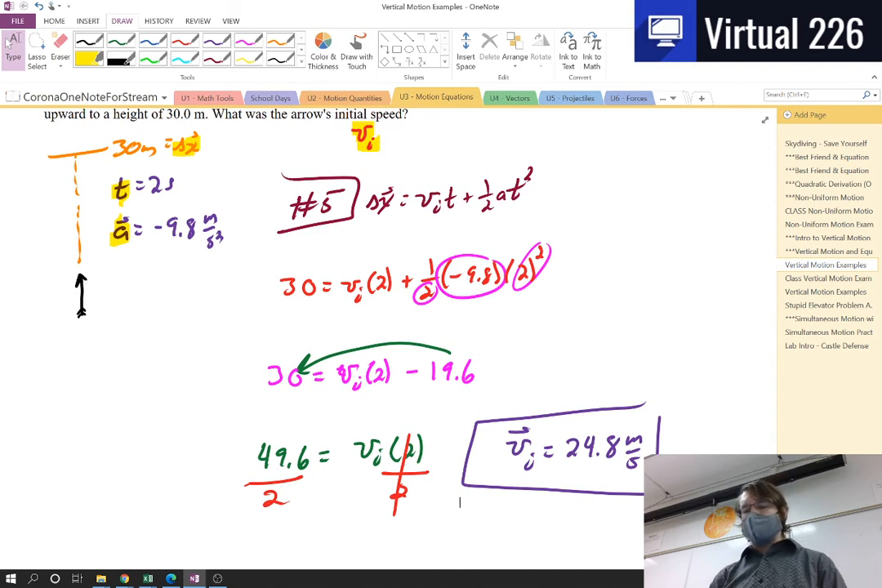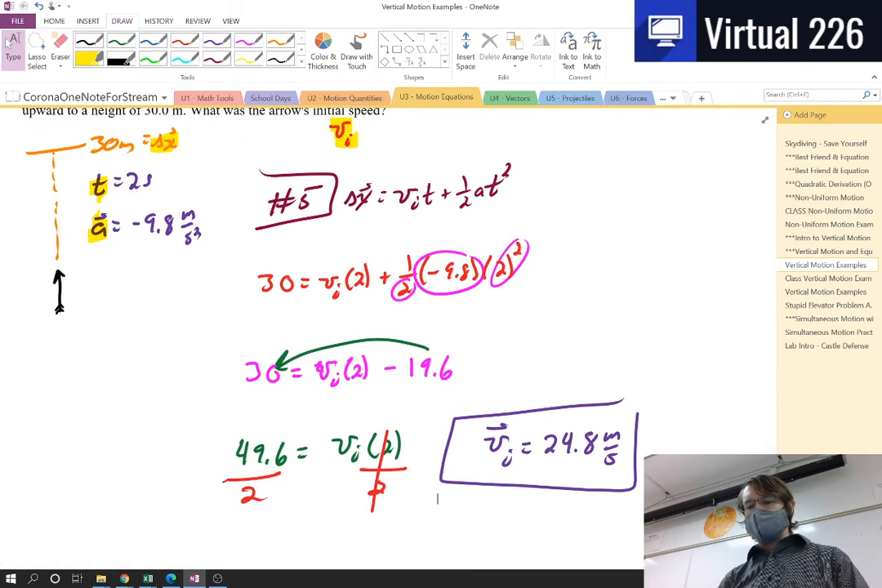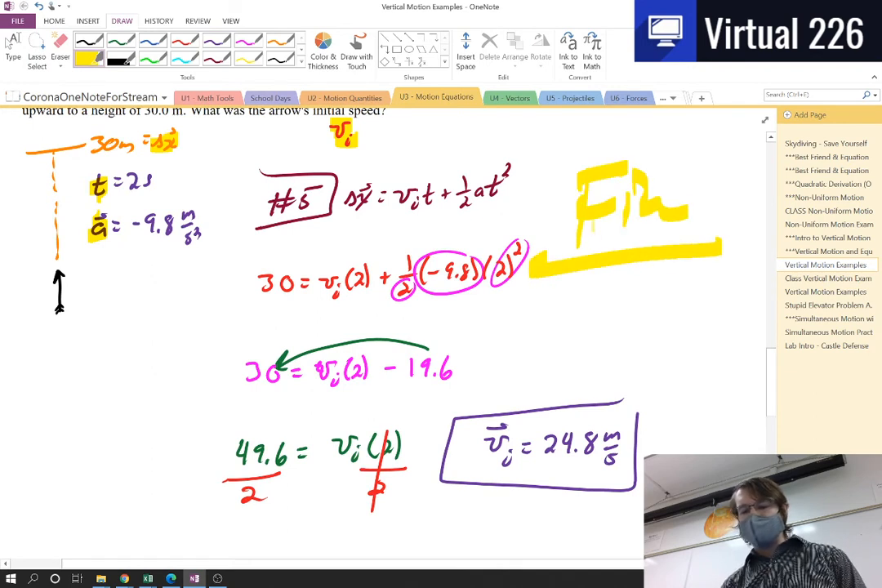We could solve that with something like equation 3, but in this case we were just looking for that initial velocity. So with that, this problem is finished. Pretty straightforward one. Feel pretty good doing that.